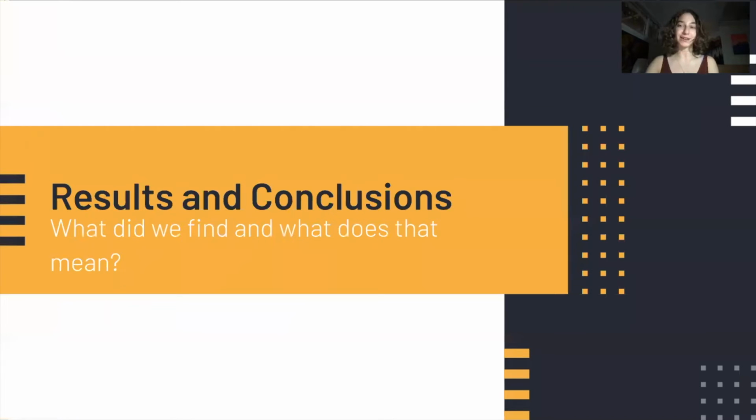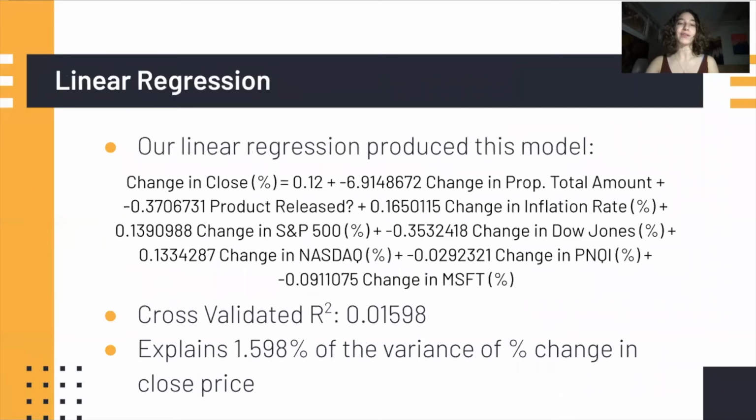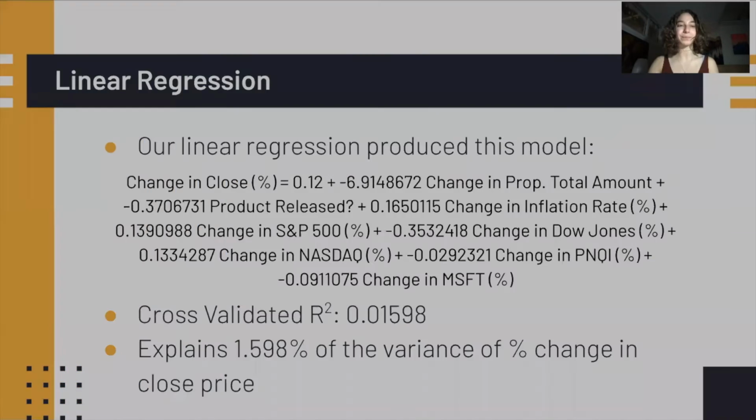Moving on to results and conclusions. Our linear regression produced the following model. The cross-validated R-squared shows that 1.598% of the variance of percent change in close price is explained by this model.